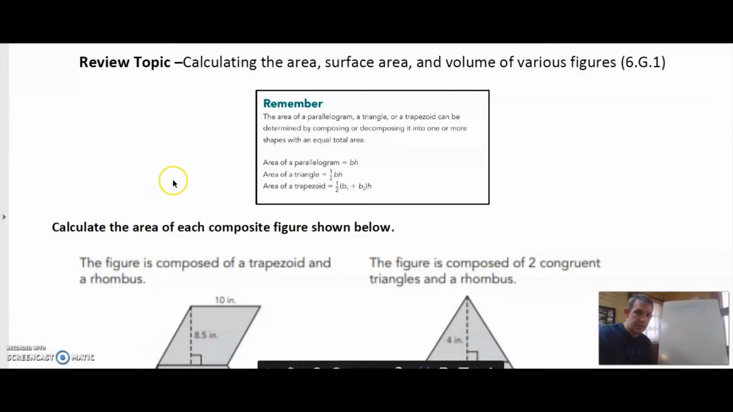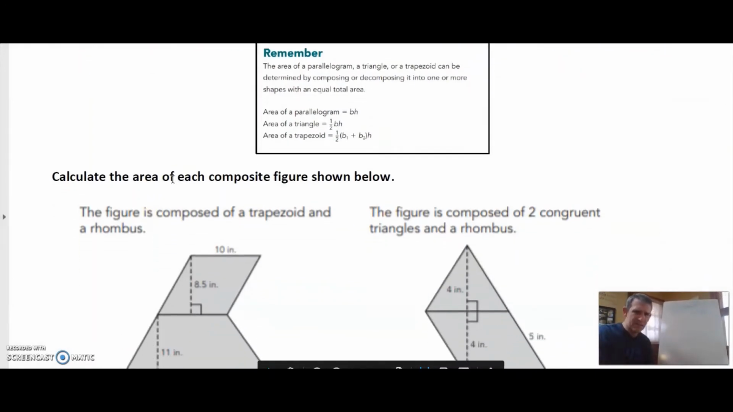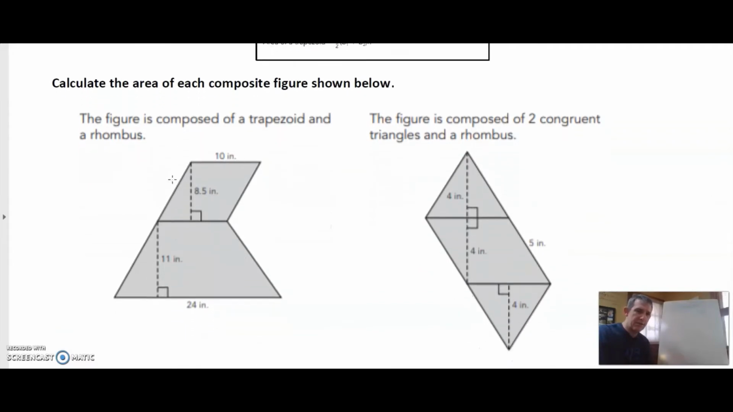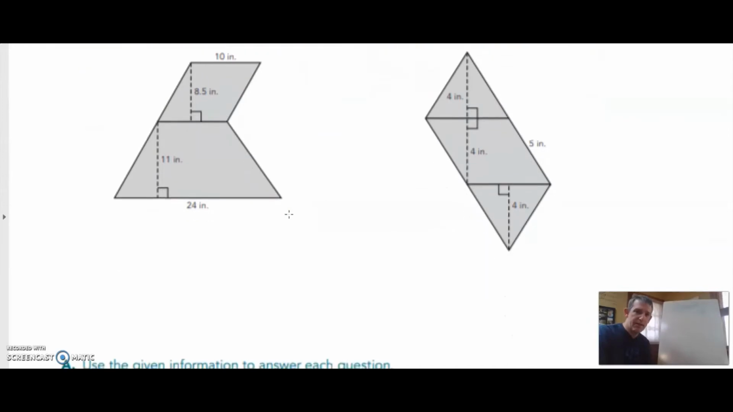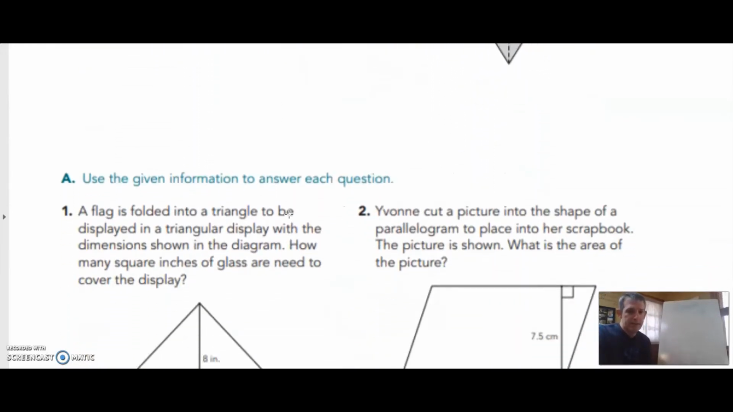So here we are. There's what the honors packet looks like. Very similar to what I showed on the video. So if you want help with these problems, you might want to check out the video I posted earlier today. But let's go ahead and take a look at this one.